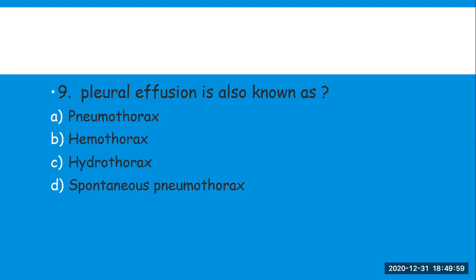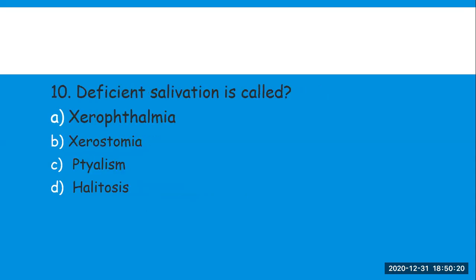Next question. Pleural effusion is also known as A. Pneumothorax, B. Hemothorax, C. Hydrothorax, and D. Spontaneous pneumothorax. So this question is from the respiratory system, and pleural effusion is basically fluid. So the right answer is hydrothorax. Pleural effusion is also known as hydrothorax.